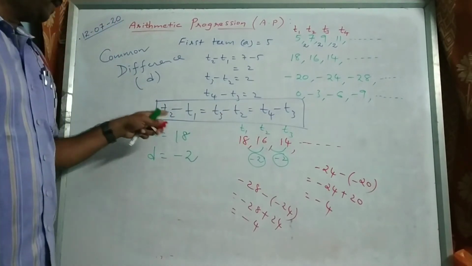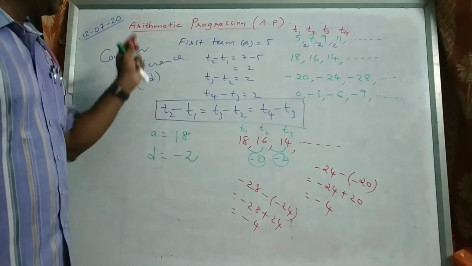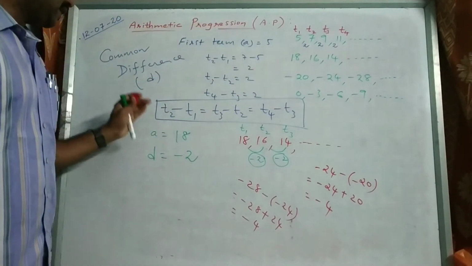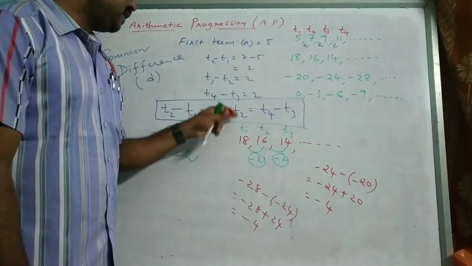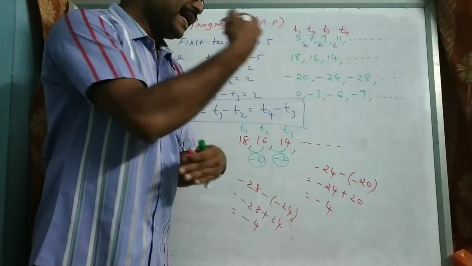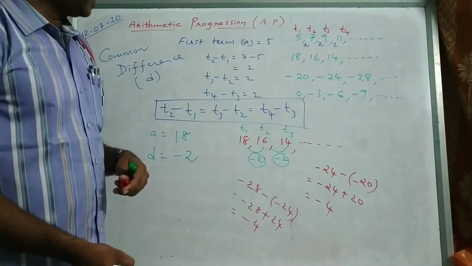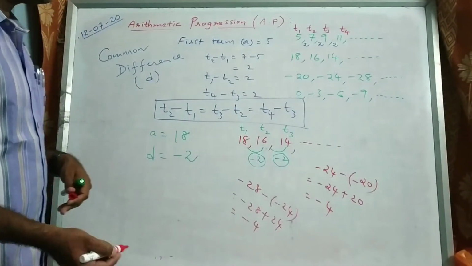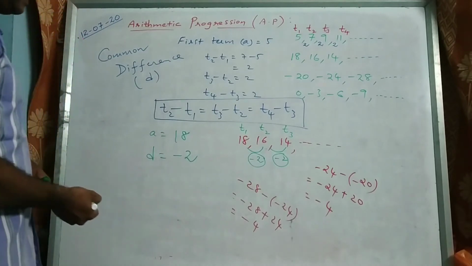Everywhere the common difference is the same. How do we find the common difference? Second term minus first term: T2 minus T1, T3 minus T2, T4 minus T3. Next term minus previous term gives the common difference. Tn minus Tn minus 1. So generally we say that. I will tell you later.